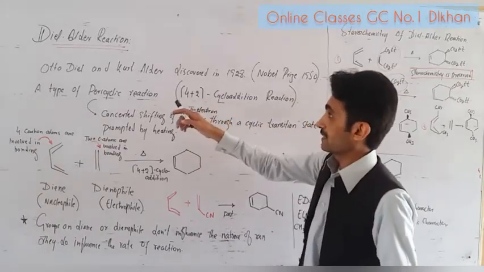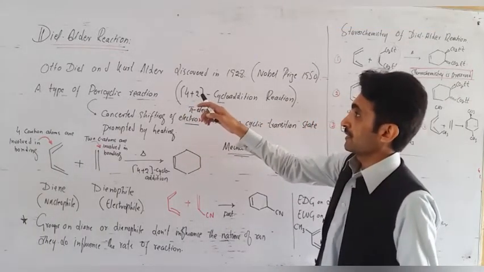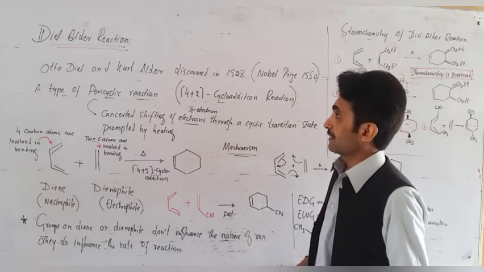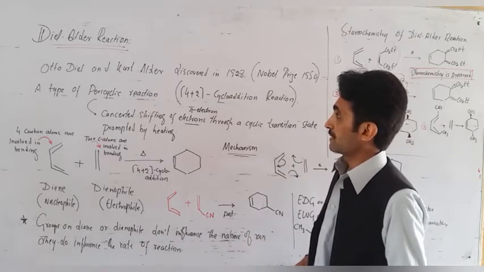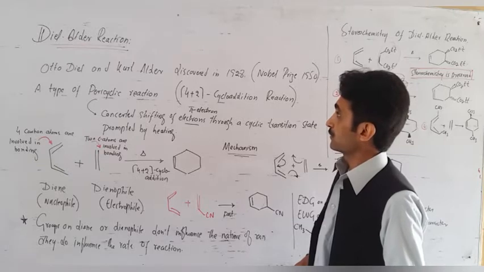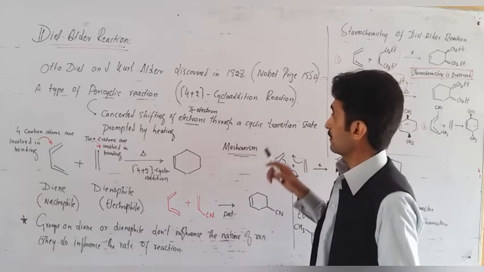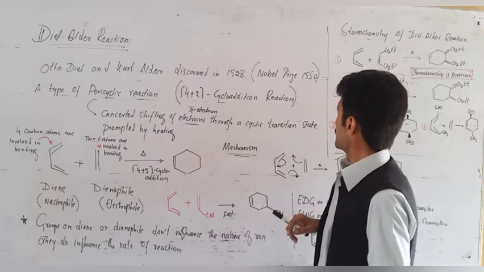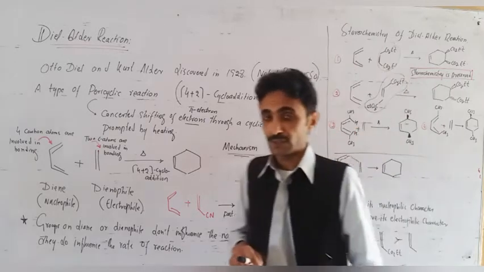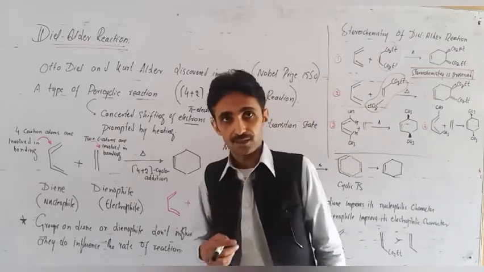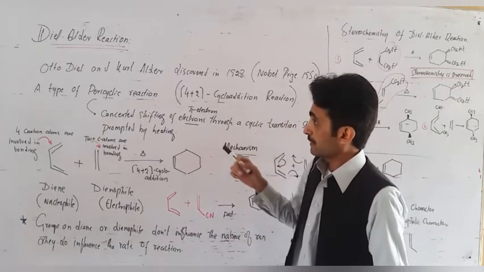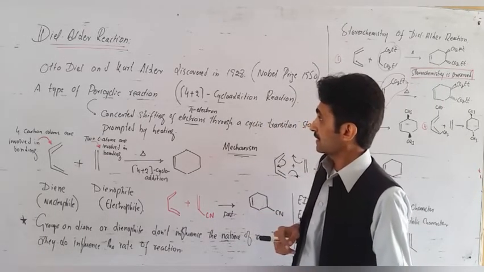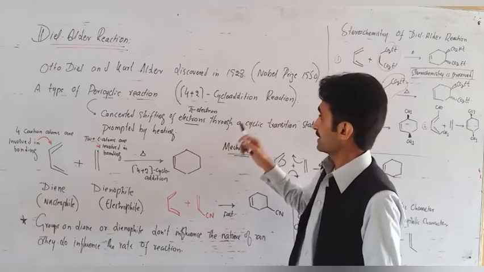So here we have written some theory with respect to the Diels-Alder reaction. The reaction was discovered by two German scientists, Alder and Diels, in 1928. They got a Nobel Prize in 1950 for their chemical work on this reaction during organic synthesis. It's a type of pericyclic reaction or 4+2 cycloaddition reaction.